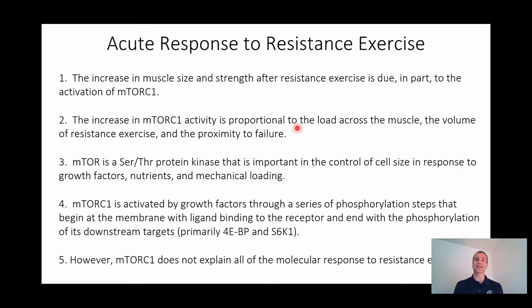mTOR is a serine-threonine protein kinase that's important in cell size regulation. It's activated by growth factors, and we're going to see that later. Downstream, it's going to activate things like 4EBP, S6 kinase, and other proteins that increase translation and protein synthesis and decrease degradation. However, as I showed you at the end, mTOR does not explain all of the molecular response to exercise. If it did, we'd have nothing else to talk about. We've got plenty of other things to talk about.